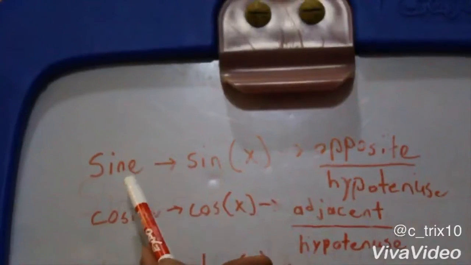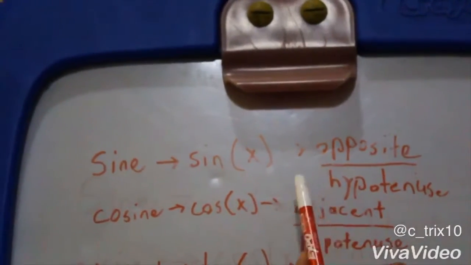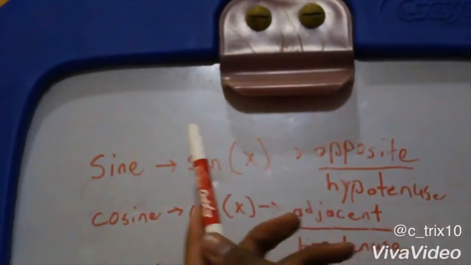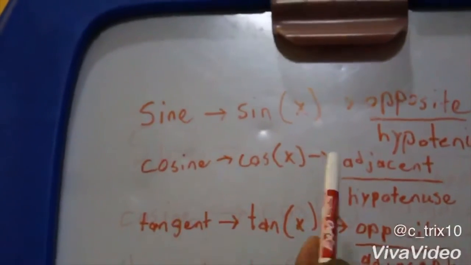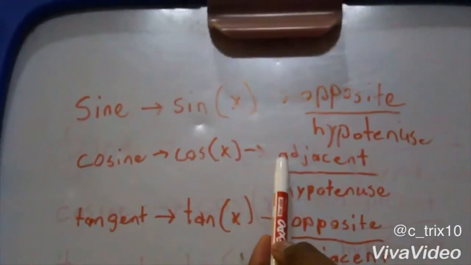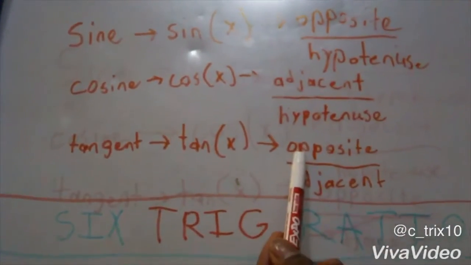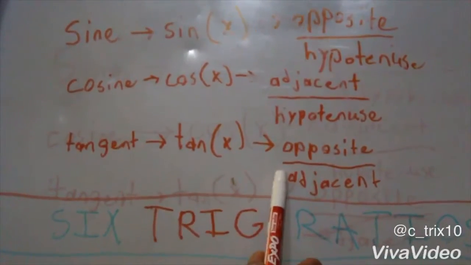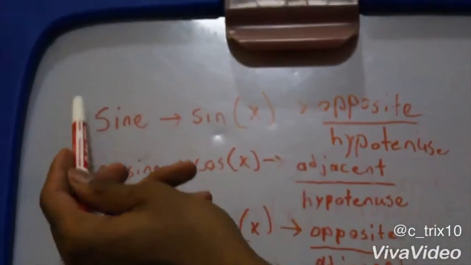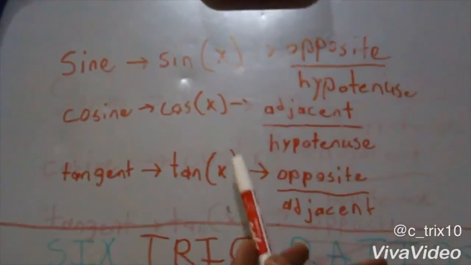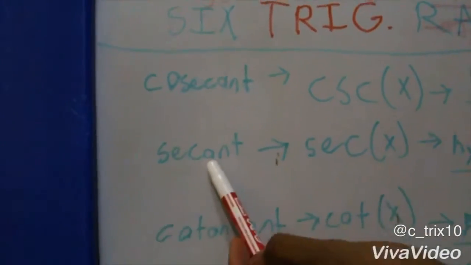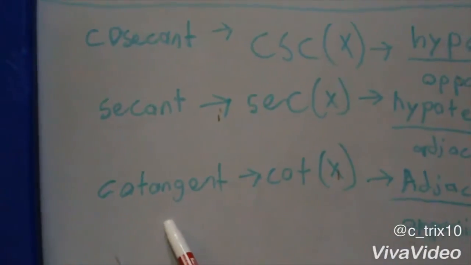Solve for sine, you do opposite of the theta over the hypotenuse. Solve for cosine, you do adjacent of the theta over hypotenuse. For tangent, you do opposite of the theta over adjacent to the theta. Then, for these 3 trig ratios, they have their reciprocals, which are cosecant, secant, and cotangent.